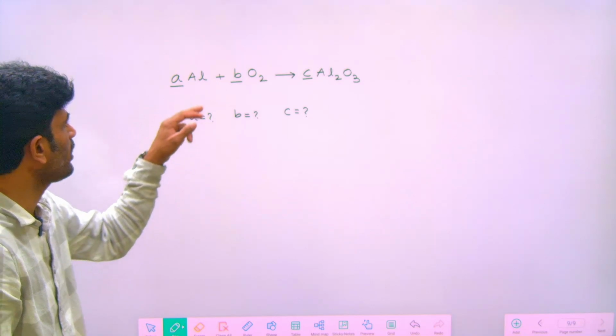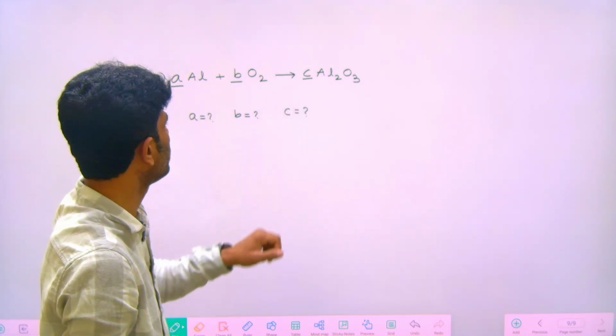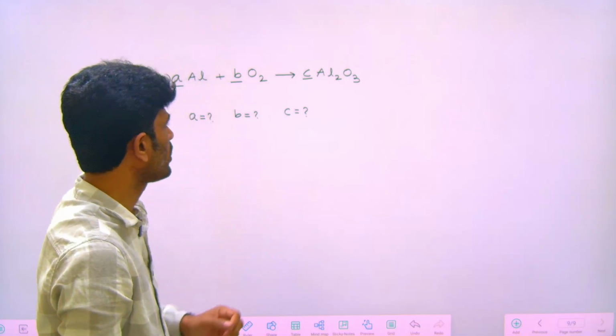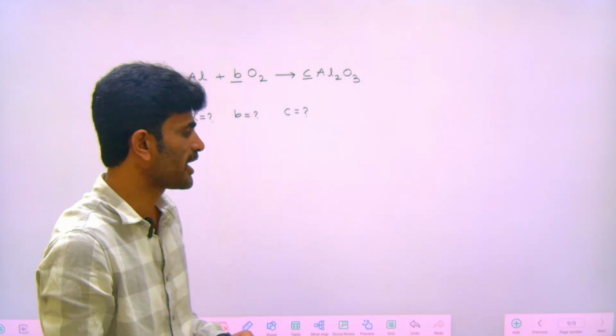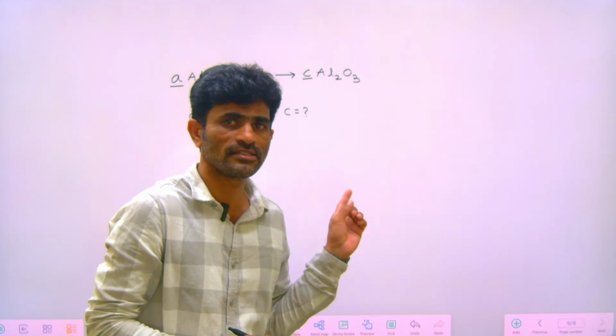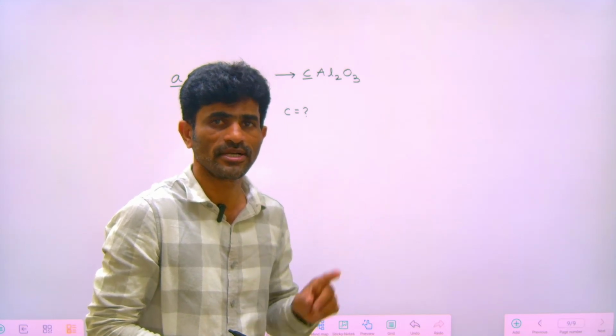What should be the value of A? What should be the value of B? What should be the value of C? So that this equation is balanced. This is your question. If you have answered this question correctly, that means you understood this concept. Comment your answer in the comment section.